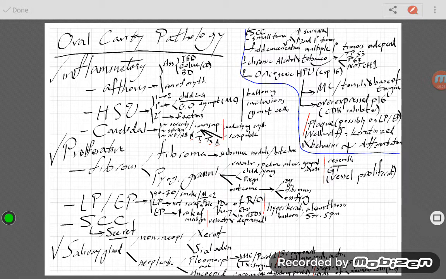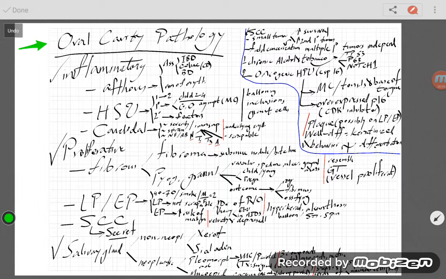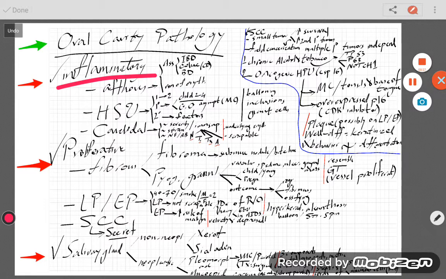So, this is oral cavity pathology. We have three categories of oral cavity pathology that we are going to discuss. The three categories include inflammatory conditions, proliferative conditions, and conditions associated with salivary glands. We are going to address three conditions among the inflammatory ones: aphthous, HSV, and candidal conditions.